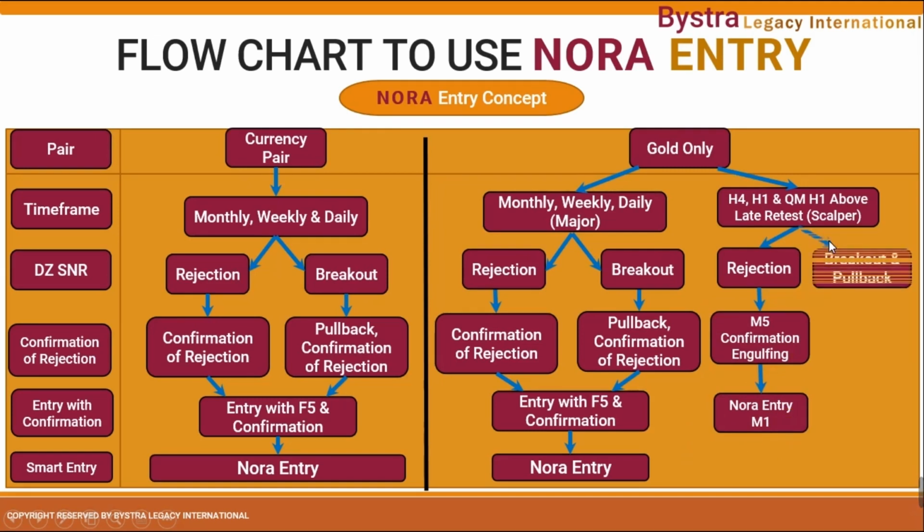Alright, so next, the breakout and pullback, same goes. There is an M5 confirmation of engulfing, and we will use the Nora entry in the M1 time frame. Now guys, you'll be very surprised how easy it is to trade on the M1 time frame using the Nora entry, because the risk has become so small and the reward is so big that with the confirmation and the entry systems, it is going to be very fun to trade, especially during the Asian session. And also during the time where gold is in sideways movement.